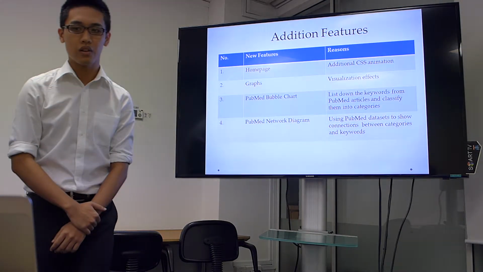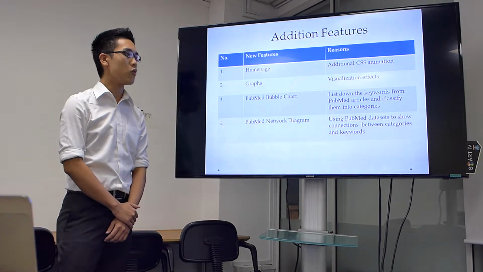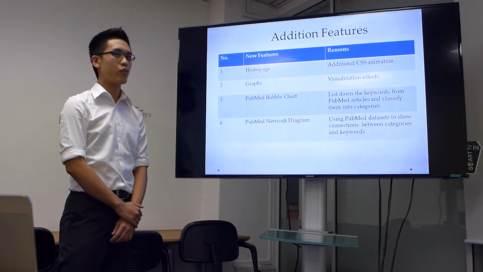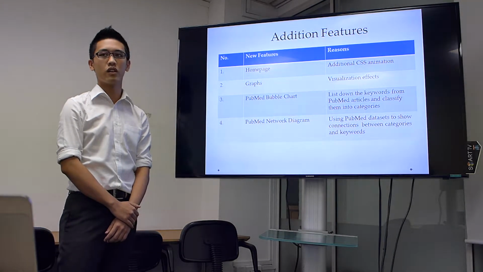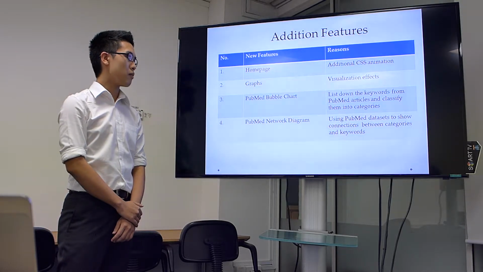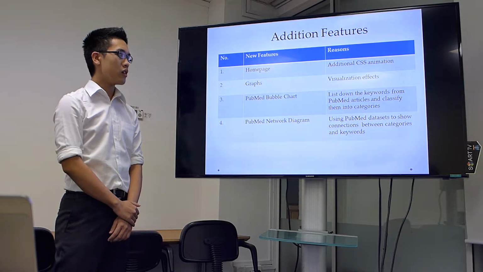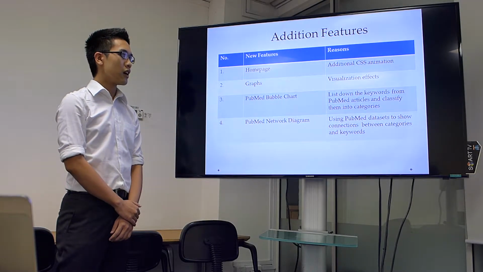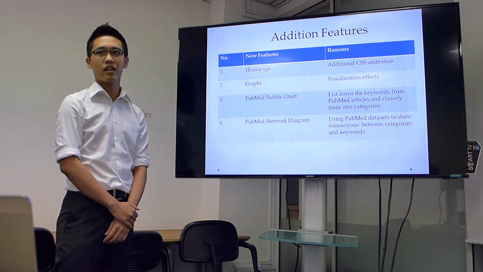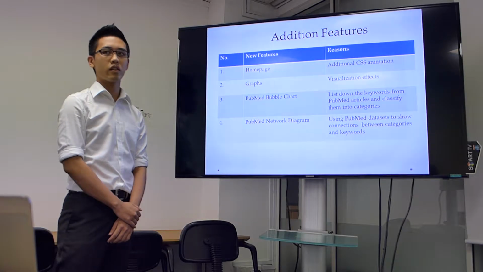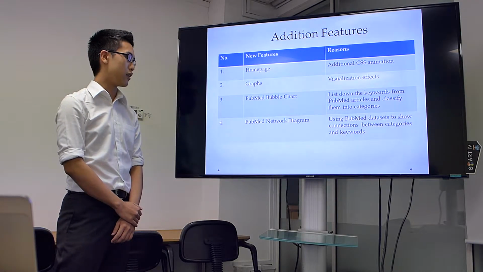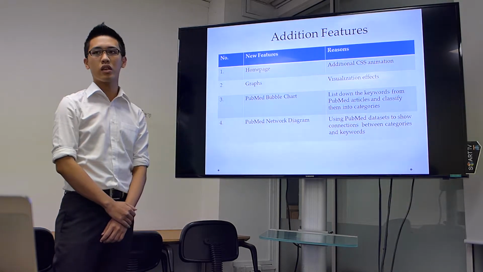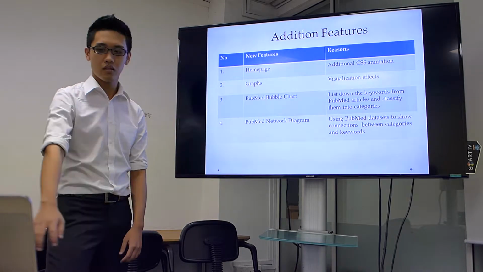So here are some of our additional features. For our home page, we added some additional CSS, and for the graphs, we added visual effects and hover effects. For our PubMed bubble chart, it lists the keywords from the PubMed articles and classifies them into categories. And the PubMed network diagram shows the connection between keywords and categories.